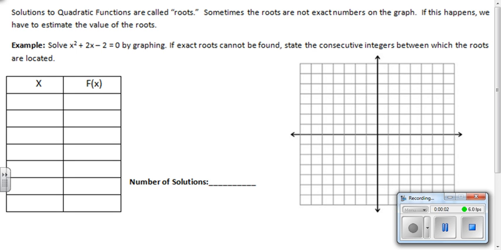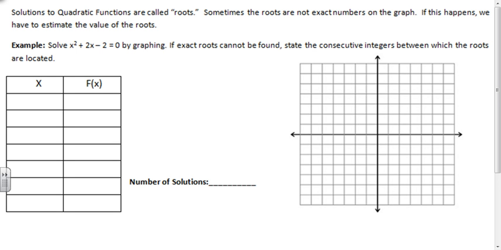Welcome back to our 6.2 lesson on solving quadratics by graphing. Now, up to now we've just been solving our parabolas and finding exactly where they cross. And one thing to realize here is a solution to a quadratic function is going to be called a root. So we say we have one root, two roots, or no roots in these situations. Sometimes the roots are not going to be exact numbers on the graph though. If this happens, we just need to estimate the value of the roots.